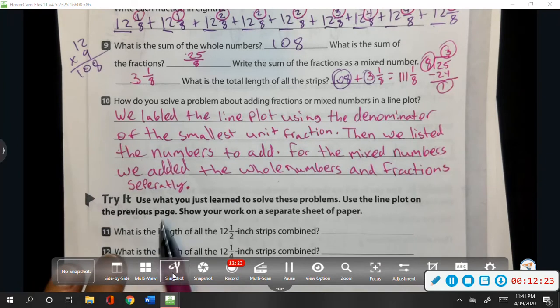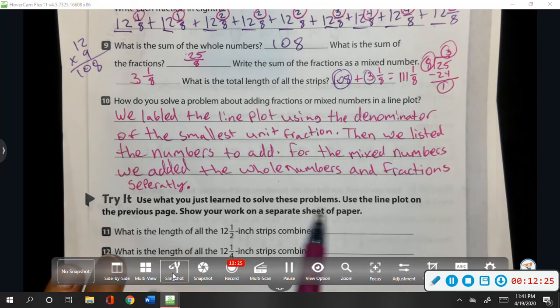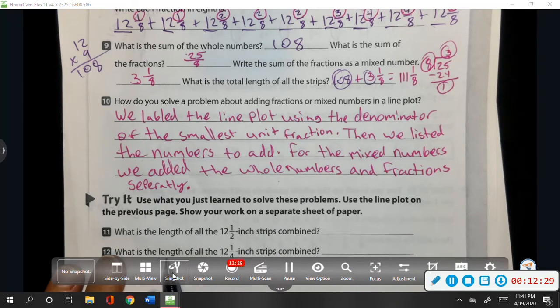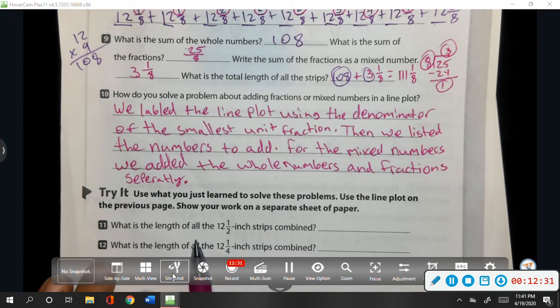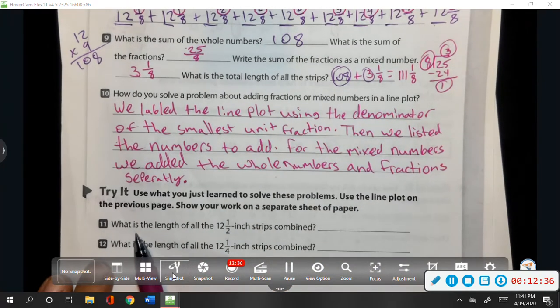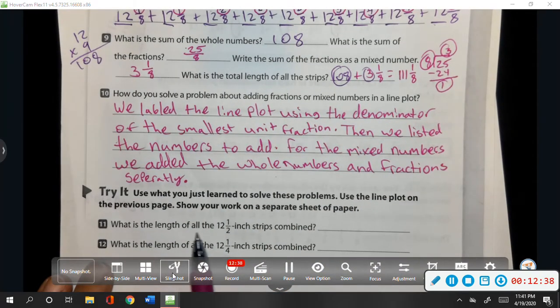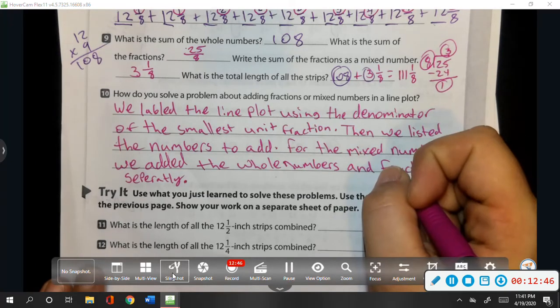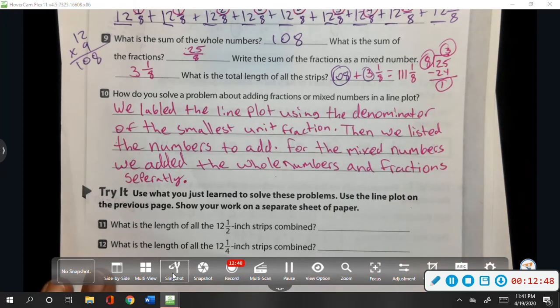Alright, so if we use what we just learned to solve these problems, use the line plot on the previous page, show your work. So these questions down here are going to be referring back to that same line plot that was on the other page. So number 11. What is the length of all the 12.5-inch strips combined? So we're just adding all the 12.5 strips, which were, how many did we have of that?